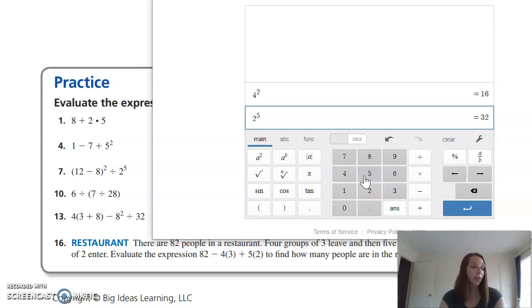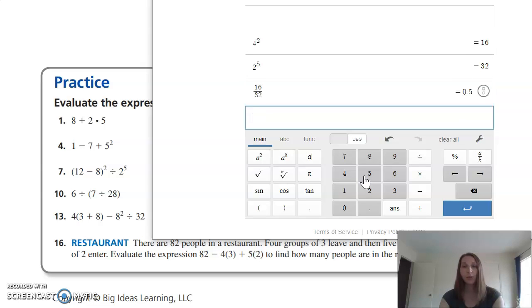I need to divide across. Do not change which number comes first on this, okay? You need to do 16 divided by 32. That equals 0.5. What is 0.5 as a fraction? 1/2, okay? Let's go on to number 9.